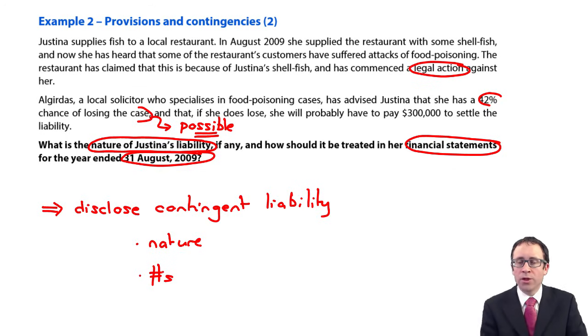In the next video, what we'll do is we'll just advance it a little bit further by beginning to look at specific scenarios that the standard notes with regards to provisions. So I'll see you all shortly.